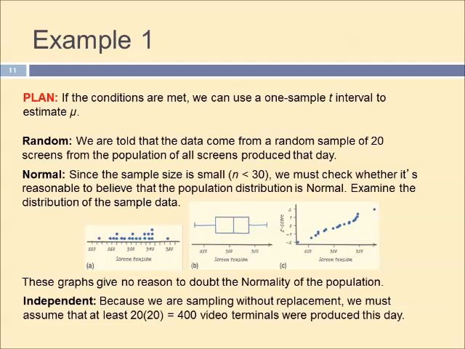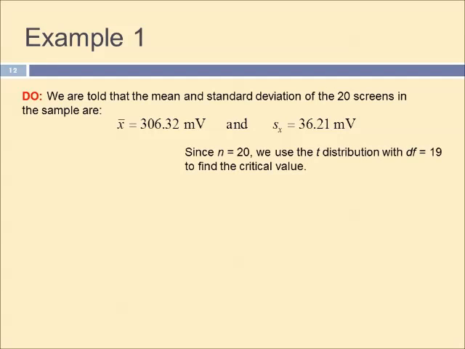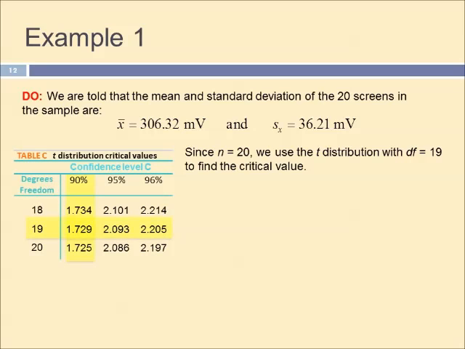Independent. Because we are sampling without replacement, we must assume that at least 20 times the sample size, 20, there are 400 video terminals produced this day. So we're just going to assume that's the case. So we are told that the mean and the standard deviation are 306.32 and 36.21 respectively. Since n equals 20, we use the t-distribution with degrees of freedom 19.